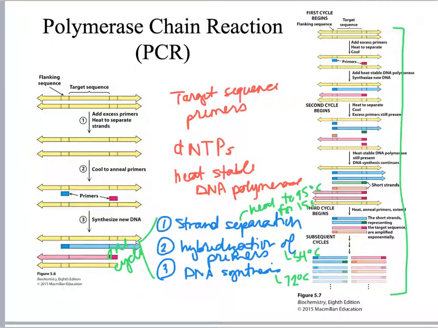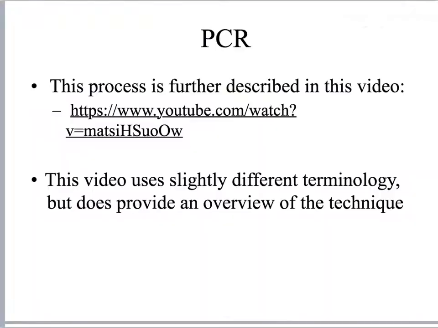So this process is carried out many times, which we're showing over here on the right. It's carried out many times depending on how amplified we need that DNA to be. So again, I do have a hyperlink here for a video that will show you a little bit more detail. Now, it does use slightly different terminology, but the overview of the technique is the same. So I'll add that hyperlink to the course shell for easier access.